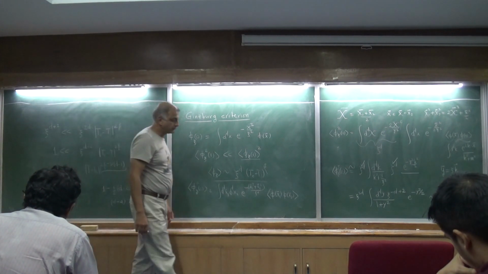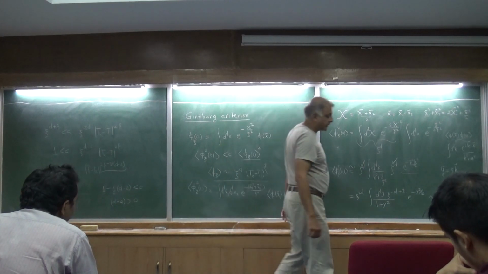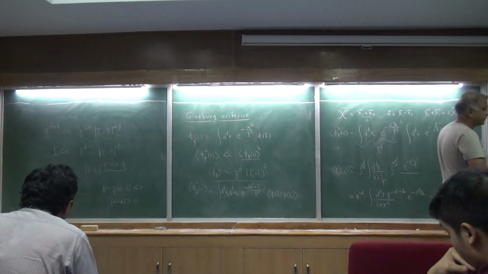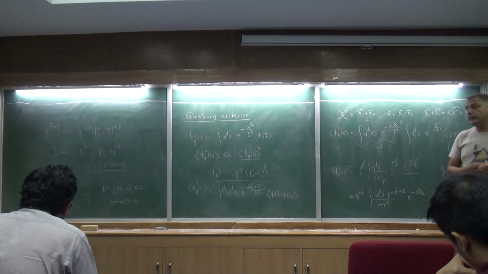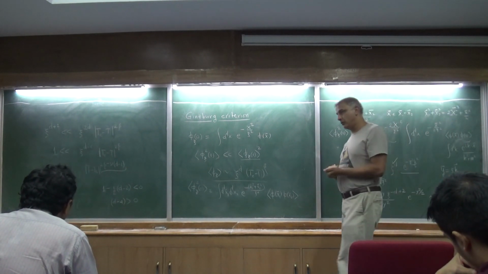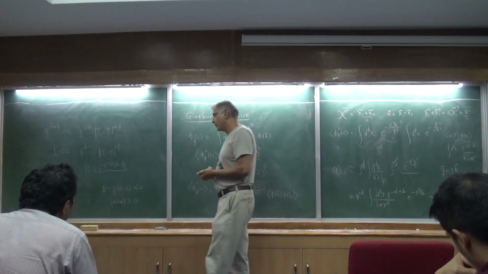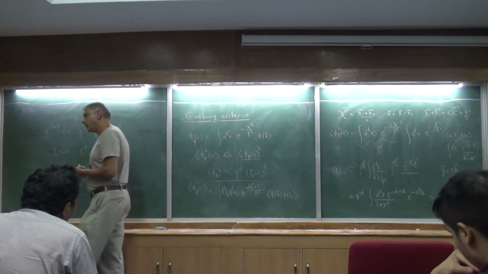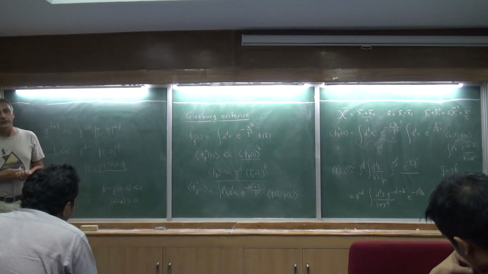Okay? So whenever d is less than 4, such as the world we live in, d equals 3, this criterion is not satisfied, sufficiently close to the critical point. Okay, and that is the reason why mean field theory fails in 3 dimensions.